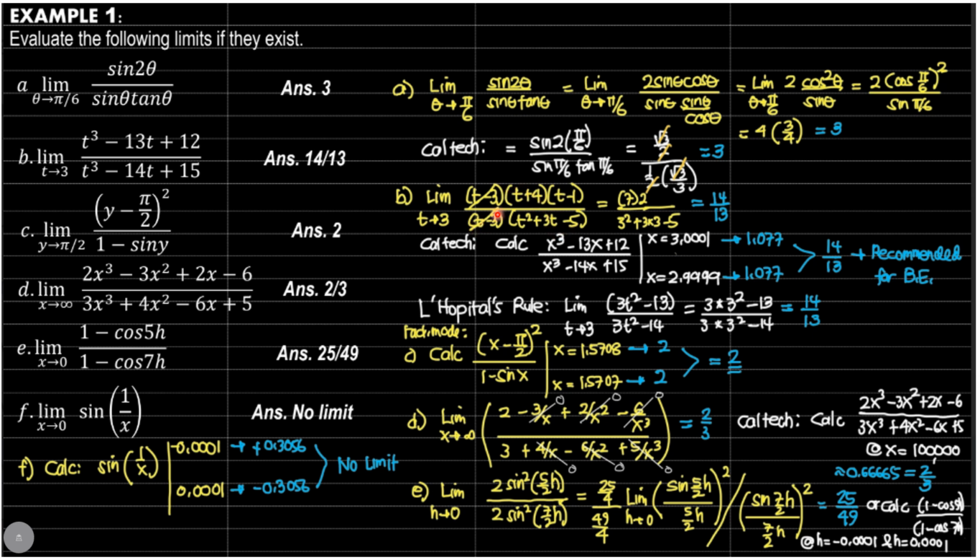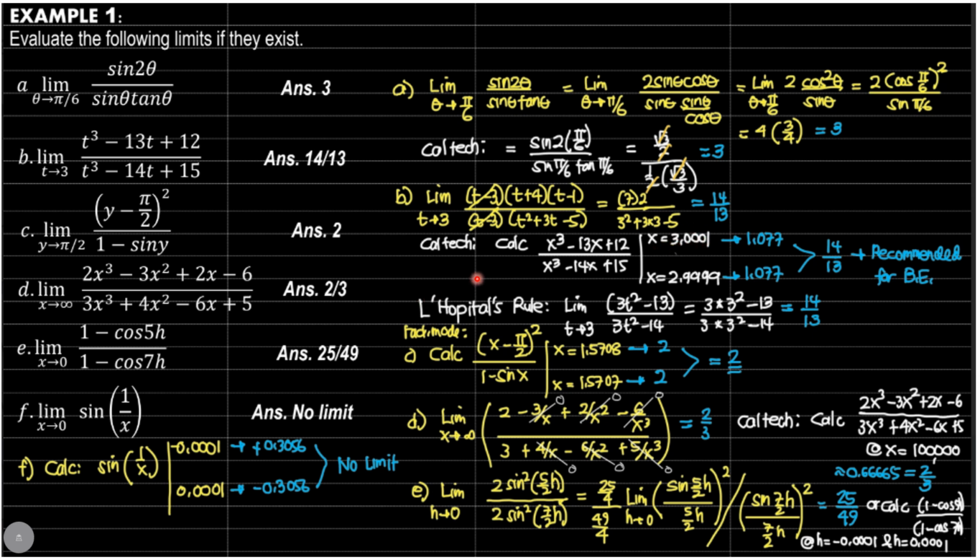We can cancel t minus 3 because t is not equal to 3. It's only close to 3. So that's why we can cancel it without a problem. Then because the denominator is no longer 0, this is no longer indeterminate form, we substitute 3. So 3 plus 4 is 7, 3 minus 1, 2, over 3 squared plus 3 times 3 minus 5. So 14 over 18 minus 5, 13. So that's why the answer is 14 over 13.